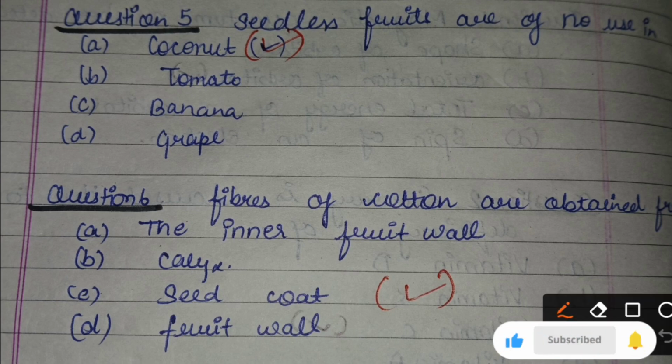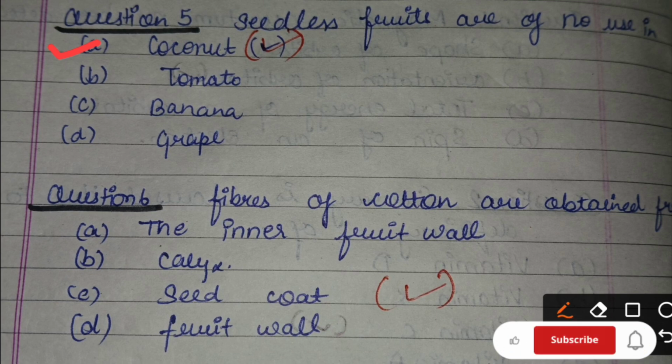Seedless fruits are of no use in dash. Option A, coconut. Option B, tomato. Option C, banana. Option D, grapes. The correct answer is coconut because it has its upper layer endosperm.